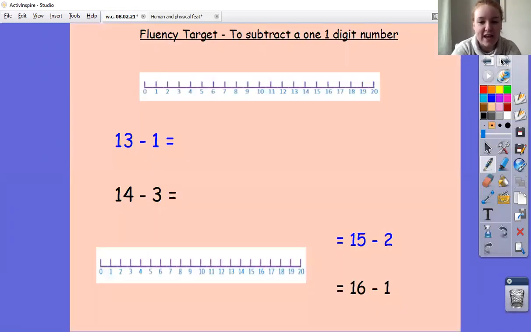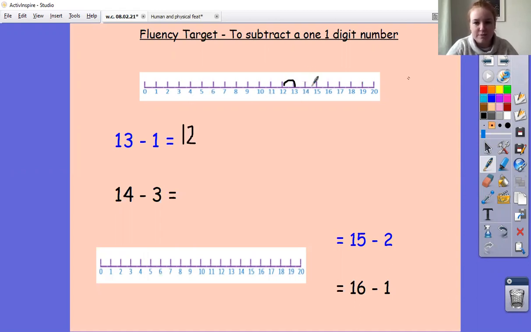Fantastic. Your fluency is on the board. Let's have a look at it. So we're looking at taking 1-digit numbers away from 2-digit numbers. So 13, take away 1. I know I can start on 13 here, take away 1. The remaining part is 12. And I can start on 14. I can take away 3.